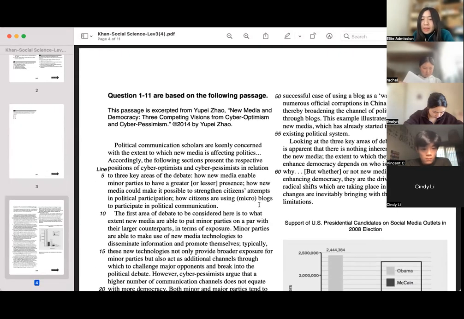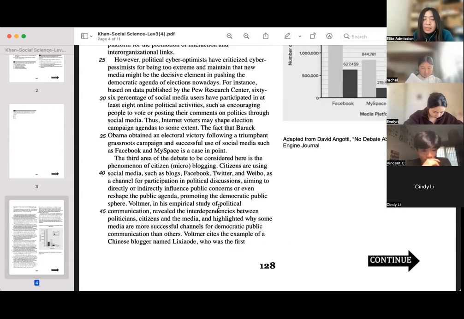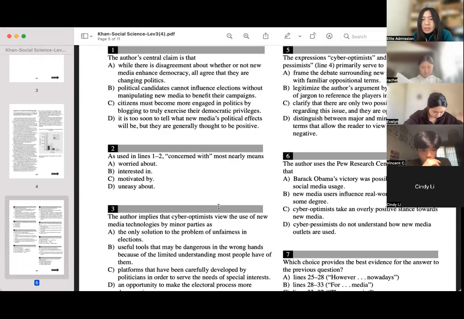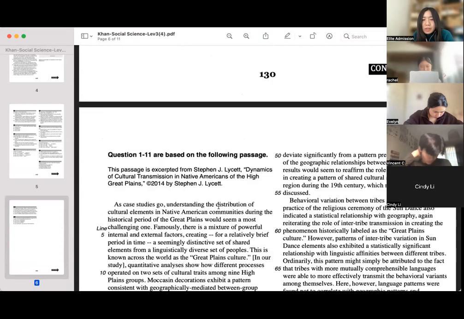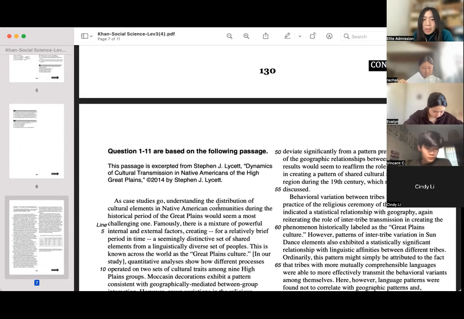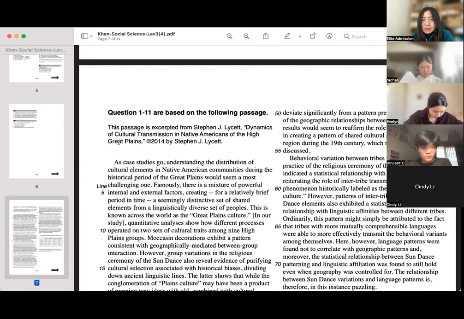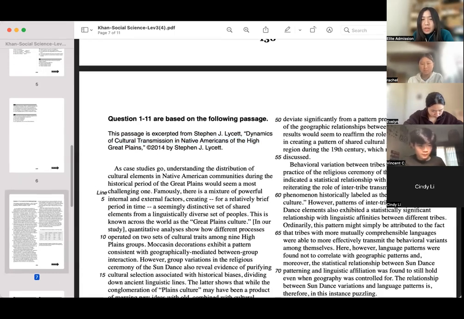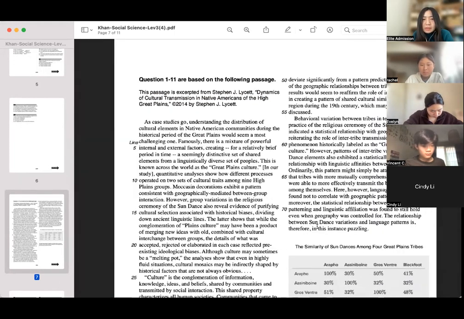Or political communication, right? Politics. That's also a very common topic in science, social science articles. But when it comes to culture and linguistics, it can get a bit harder. So let's try this one. We do this one together.